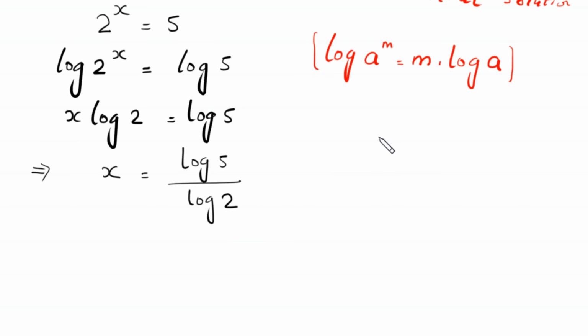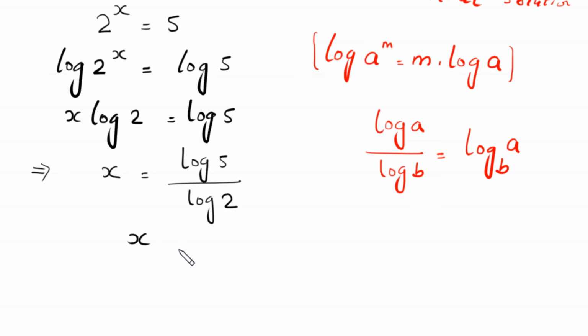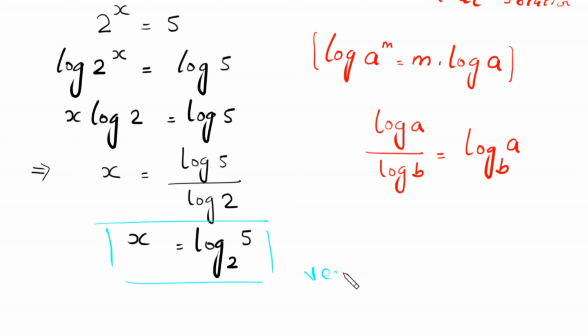By using this log property, log of a over log of b is equal to log to the base b of a, this will become x is equal to log base 2 of 5. This is the final value of x. This is the final answer of this equation. Now let's verify this value of x and see whether this is a valid solution or not.